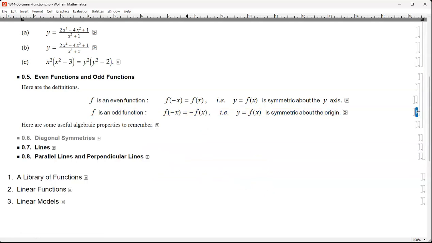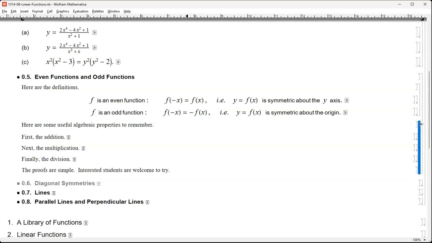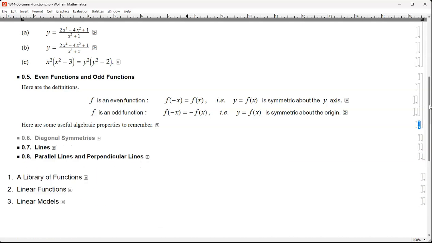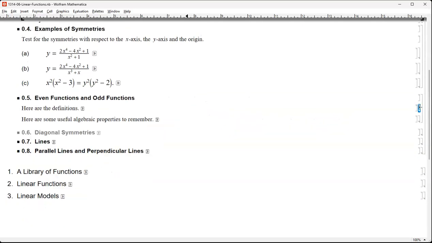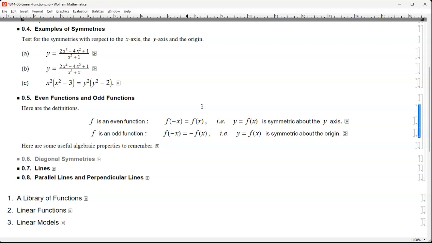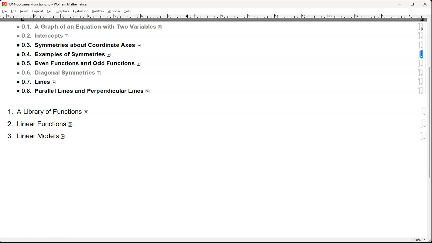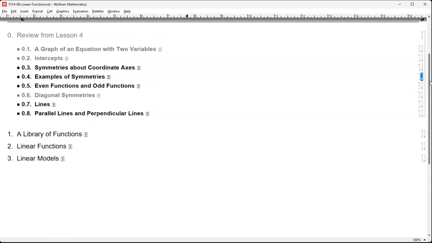There you go. A function whose graph is symmetric about the y-axis. A function whose graph is symmetric about the origin. Those are even functions and odd functions. And some algebraic properties, no, I don't think these are worthy of class time unless you are majoring in mathematics and want proofs. We're going to come back and talk about this when we discuss section 1, when we discuss some power functions, even power versus odd power.